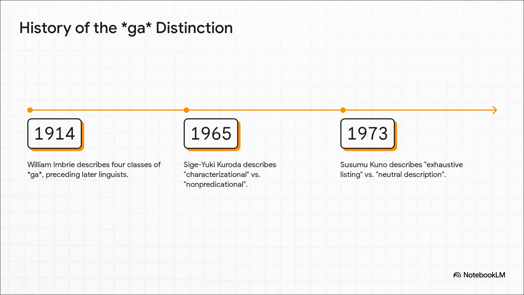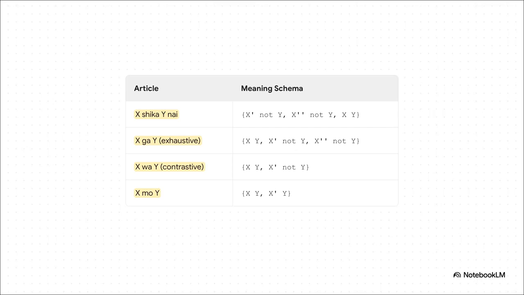But Ida points out that way back in 1914, a guy named William Imbrie was already describing the very same exhaustive versus neutral distinction, half a century earlier. But here's the real payoff. The beauty of Ida's framework is that it models all these different particles using the exact same system. As you can see in the table, the exhaustive reading of ga has the exact same semantic representation as shika-nai.